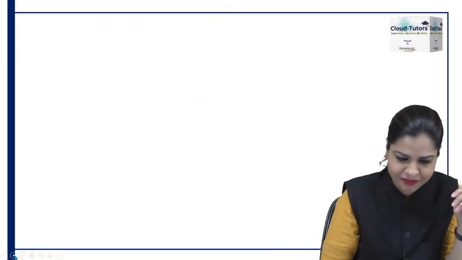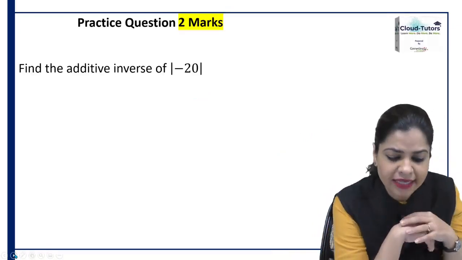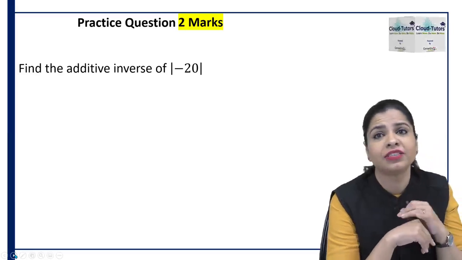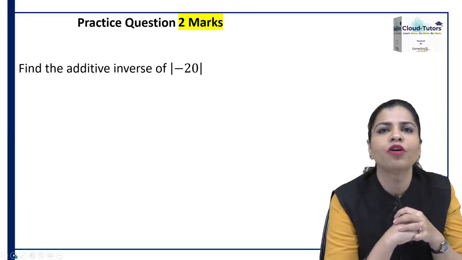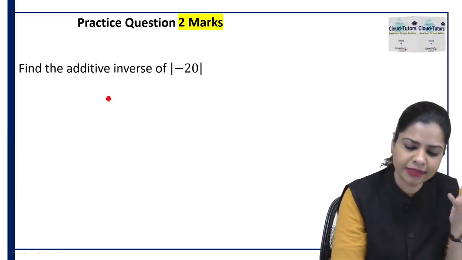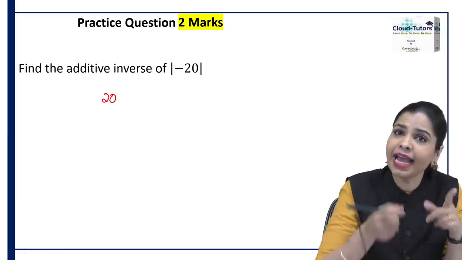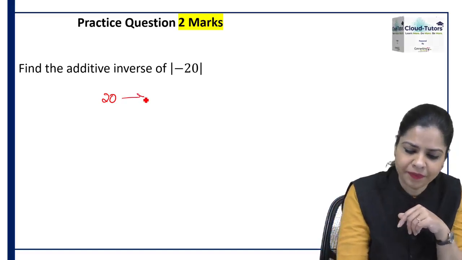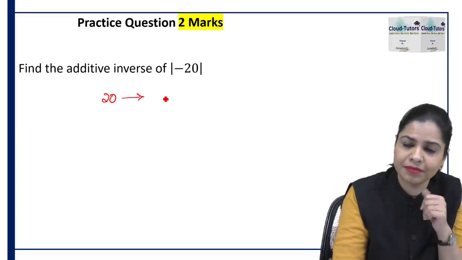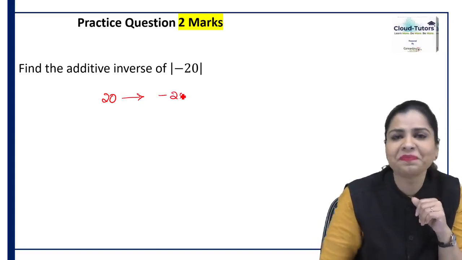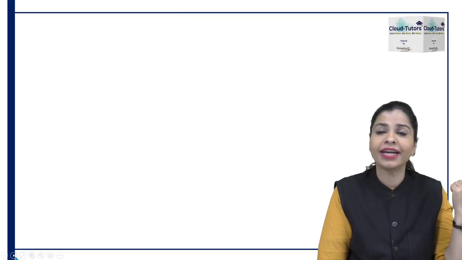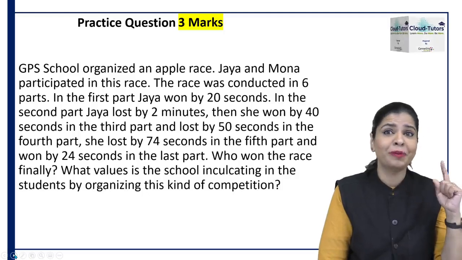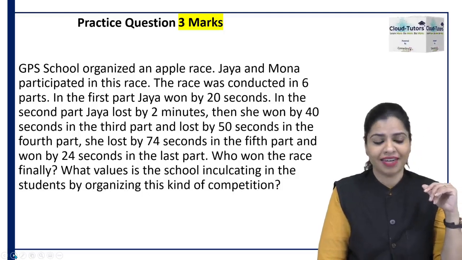Moving on to the next question. Find the additive inverse of the absolute value of negative 20. First, what is the absolute value of negative 20? It is 20. And the additive inverse of this would be negative 20. Clear? I know we haven't discussed additive inverse, but we will certainly do it. But you will be in a better position later, right? Okay.